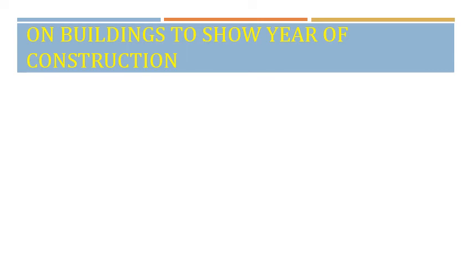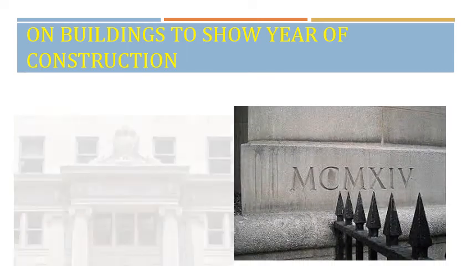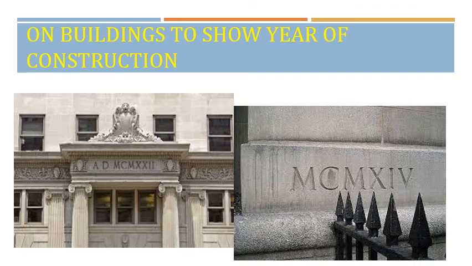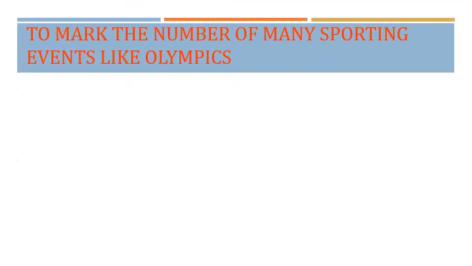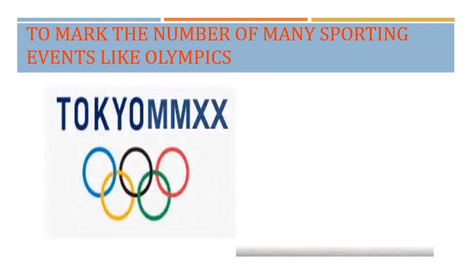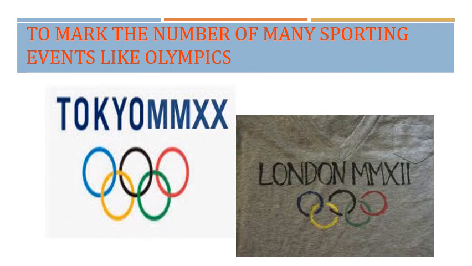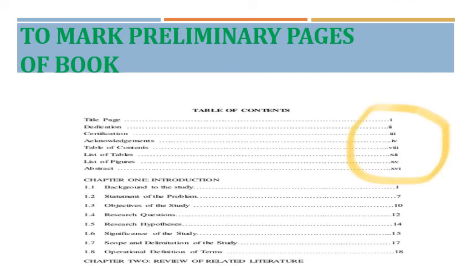On old buildings to show the year of construction, Roman numbers are used. If you go out and see some old buildings, you can see numbers written in Roman numeral form. To mark the number of many sporting events like the Olympics, they still use Roman numbers. It is Tokyo 2020, that is 2020. To mark preliminary pages of books. In some books, preliminary pages are still marked as Roman numbers.